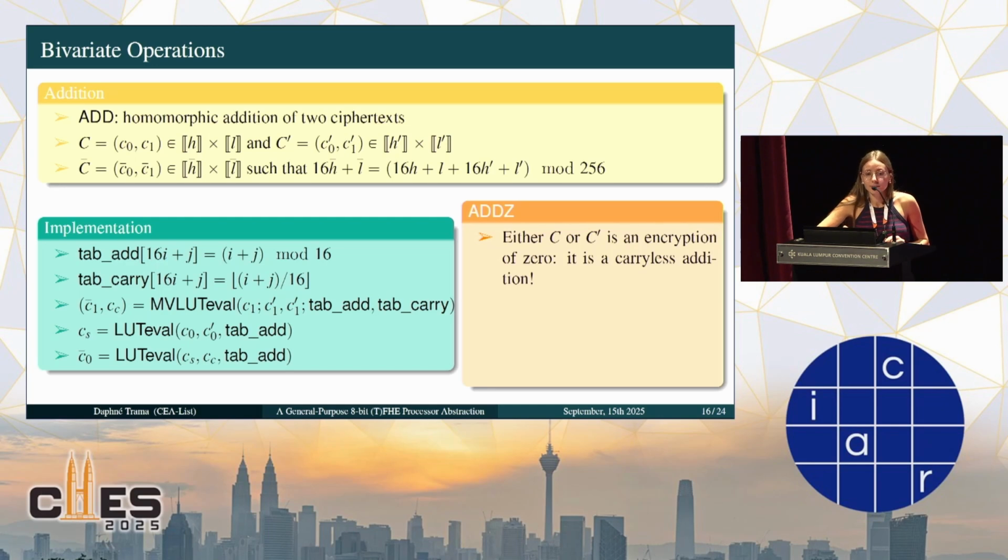But sometimes the user knows that at least one of the two ciphertexts is an encryption of 0. And when one of the two ciphertexts is an encryption of 0, it means that there will be no carry to propagate. As this is FHE, we really try to be the most efficient, so we proposed an FHE-friendly add Z instruction that performs the addition when there is no carry.